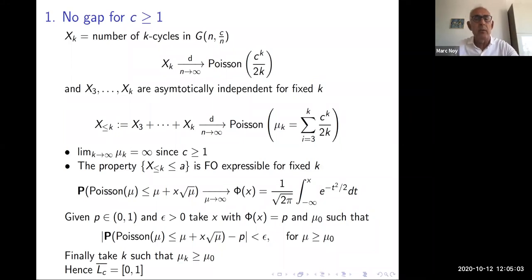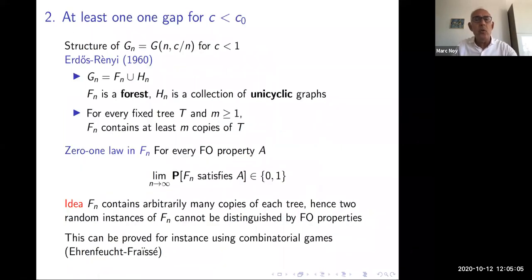Okay, we move to the second part, and we want to show that when we are below this C0, there is at least one subinterval that is not covered. Now we have to do two things to go deeper into the structure of this random graph. And again, we have to explain what is the combinatorial minimum of this constant C zero.